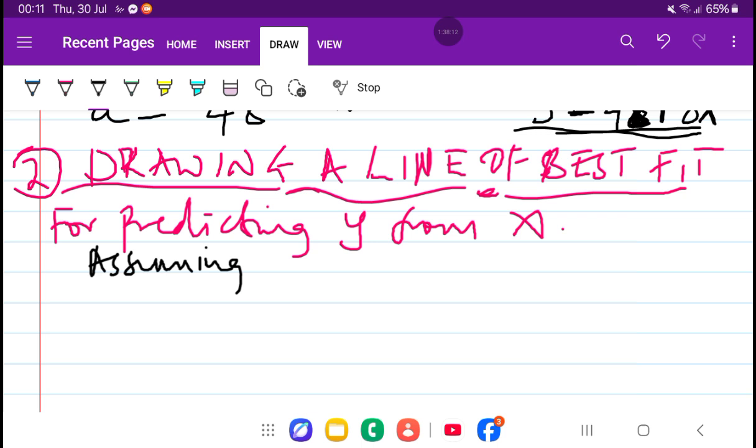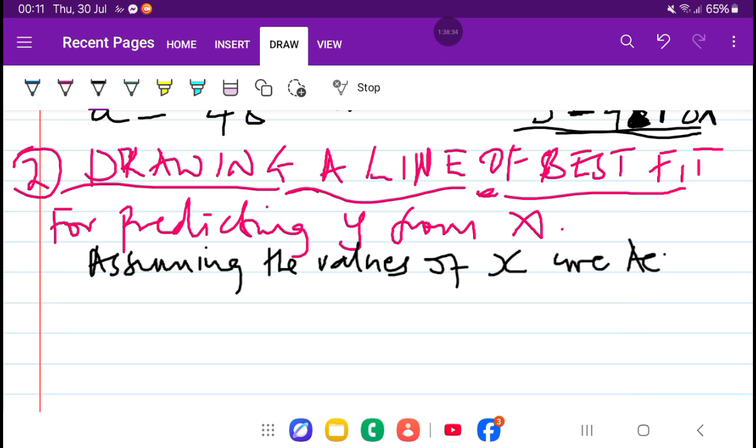Because if you don't assume, then we are not sure that the values we are going to get will be correct, because of the errors that may happen in the data set. So we assume the values of X are accurate. We only assume the values of X because it is the one that we are using to predict the Y value.